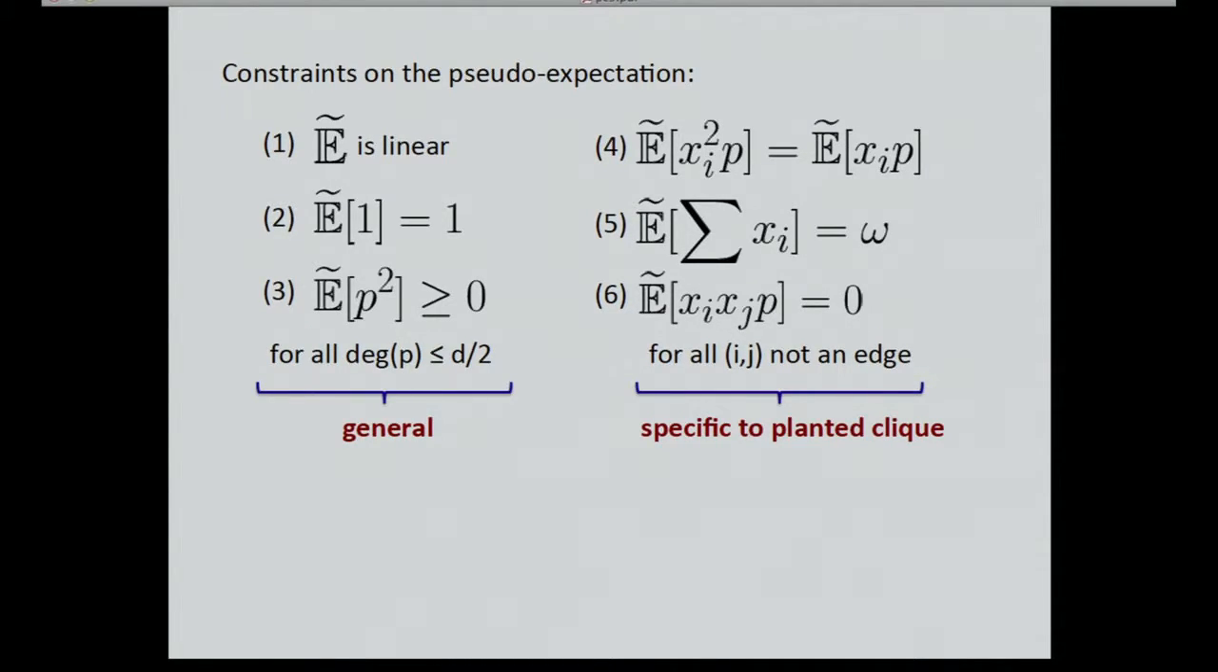So this is the mouthful of constraints. This is the most technical part in the talk, is wrapping your head around these types of constraints. But let me try and digest this a little bit for you. So we have the general constraints on the pseudo-expectation, and we have those that are specific to the planted clique problem.